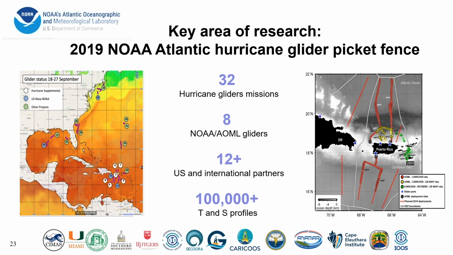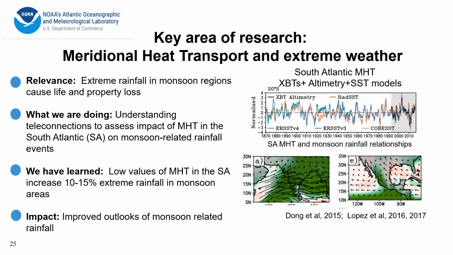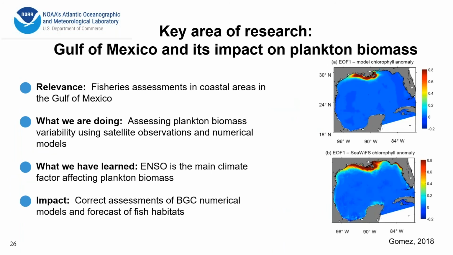And these data are used to initialize the HYCOM component, the ocean component of hurricane intensification models. George Halliwell will show you later how representing the ocean correctly can help reduce the error in hurricane forecasts. Work that we do here on meridional heat transport has also allowed us to investigate how changes in meridional heat transport can affect regional and global rainfall due to monsoon, and ecosystems.